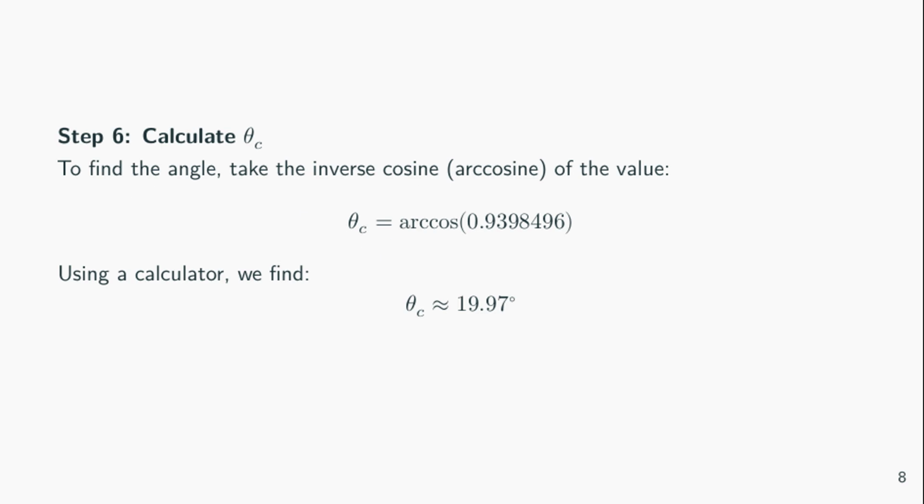To find the angle theta c itself, we need to take the inverse cosine or arc cosine of this value. So theta c is the arc cosine of 0.9398496. Using a calculator for the arc cosine of 0.9398496, we find that theta c is approximately 19.97 degrees.